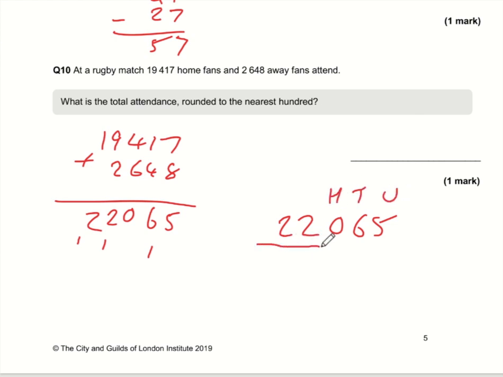So if we're rounding to the nearest 100, we're interested in the value that is in the tens column. And if this number is 5 or more, then the column to the left will move up by 1. Well, 6 is greater than 5, so the 0 will become a 1. So it's going to be 2, 2, 1, and everything after that will then simply be a 0. So 2, 2, 1, 0, 0.